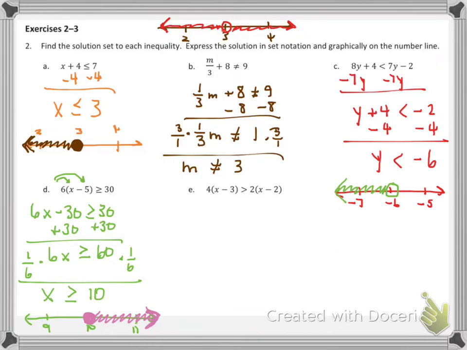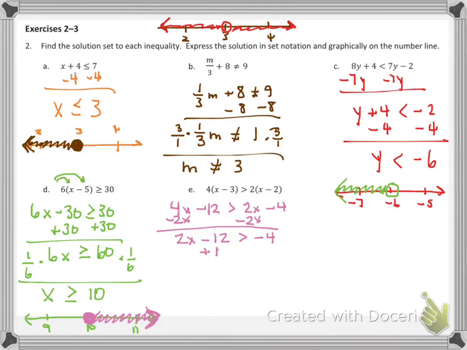All right. Last one, looks like a couple of distributive properties. So 4 times x, that gives me 4x. 4 times negative 3 is a negative 12. And that's greater than 2 times x is 2x, and 2 times negative 2 is a negative 4. And then we just go to work getting the variables all on the same side. Subtract 2x from both sides. That gives us 2x minus 12 is greater than negative 4.